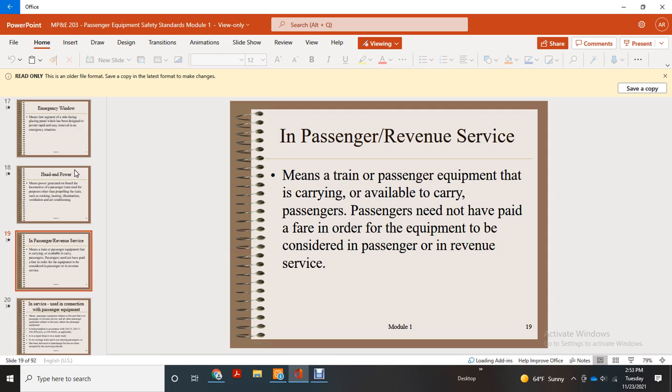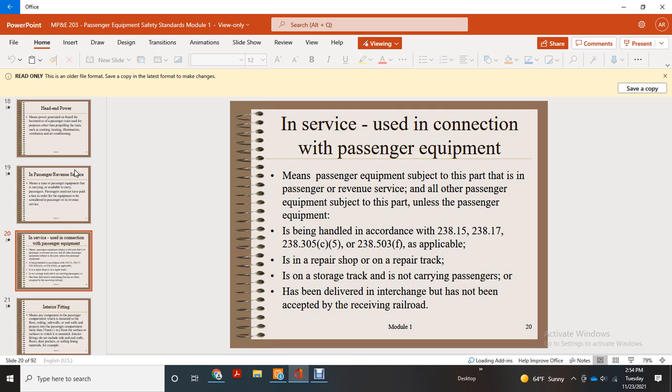In passenger revenue service means the train or passenger equipment is carrying or available to carry passengers, who need not have paid a fare, in order for the equipment to be considered in passenger revenue service. In service, in connection with passenger equipment, means passenger equipment subject to this part that is in passenger revenue service, and all other passenger equipment is subject to this part unless the passenger equipment is being handled in accordance with 238.15, 238.17, 238.305(c)(5), and 238.503(f) as applicable, is in the repair shop or on the repair track, is on the storage track, is not carrying passengers, or has been delivered at interchange but has not been accepted by the receiving railroad.